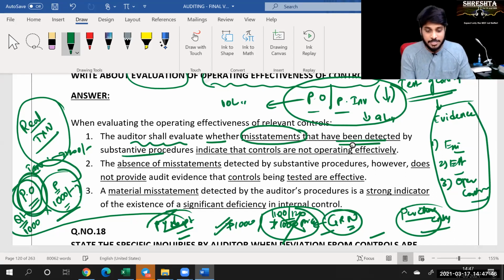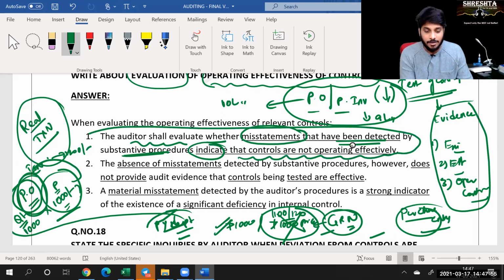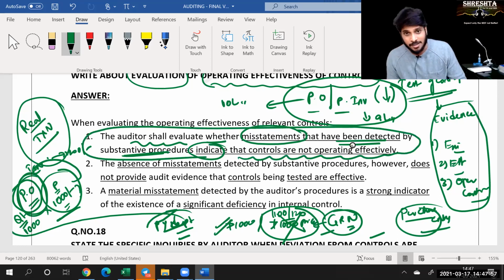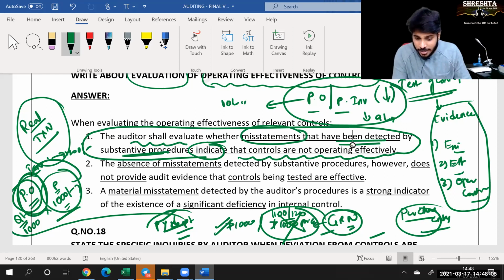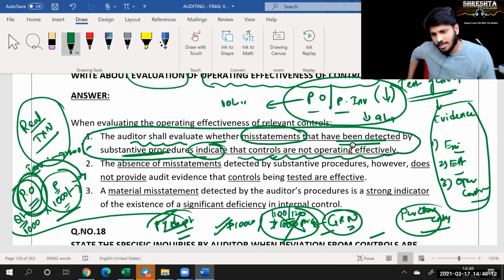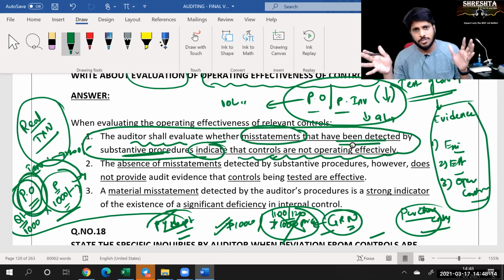So it was detected by substantive procedures. Only when I verify real purchase transactions does it indicate that controls are not operating effectively. So the auditor shall evaluate the misstatements detected by substantive procedure. When I verify a real transaction and detect mistakes, is it related to a control failure? Check it out. Second, suppose you tested controls, everything is fine, and you verified substantive procedures.